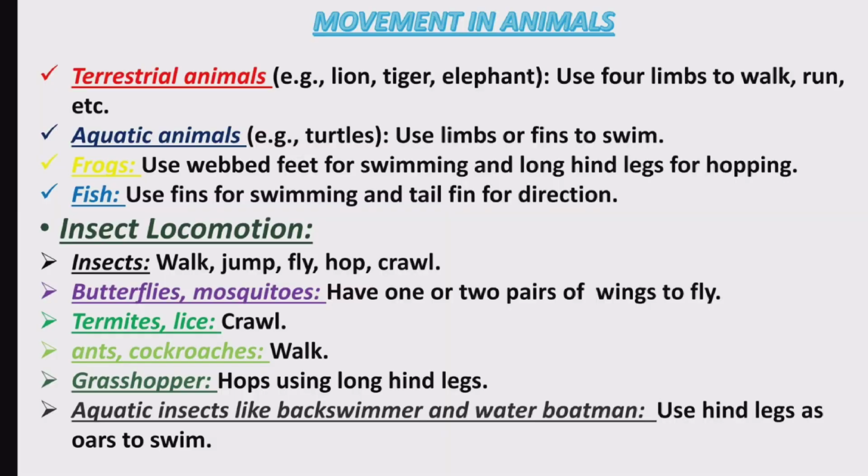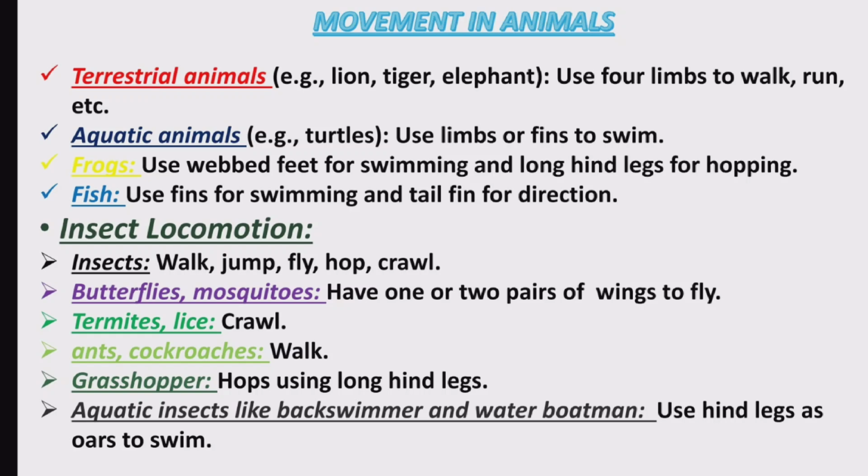Now our next topic is movement in animals. Terrestrial animals use four limbs to walk, run, etc. Aquatic animals use limbs or fins to swim. Like frogs use webbed feet for swimming, and fish use fins for swimming and tail fin for direction. It's very important.